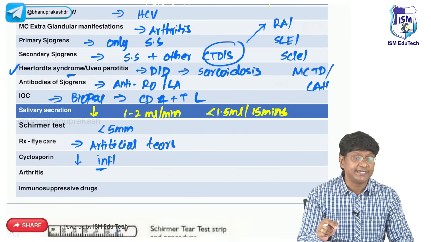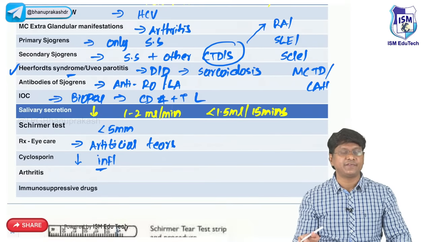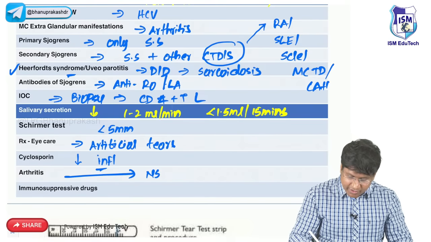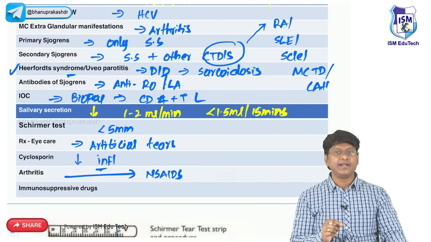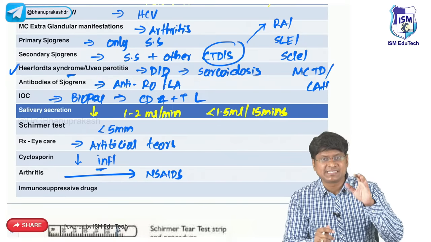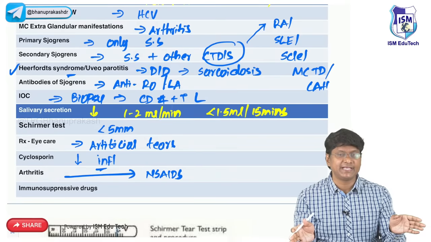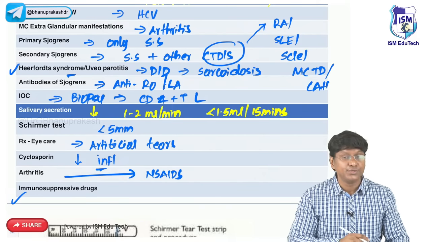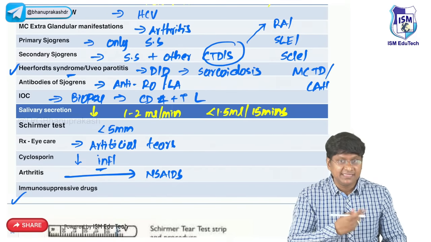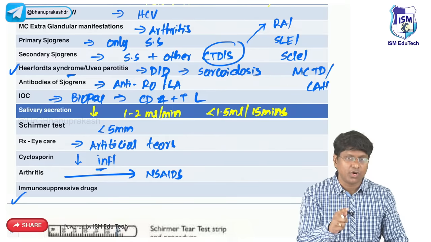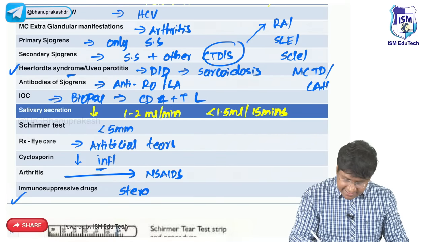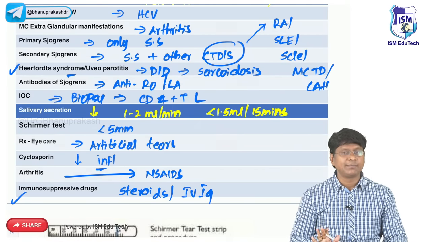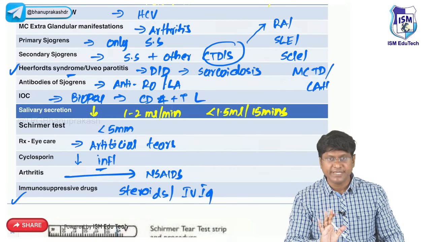Next, what did I tell you about these individuals? The most common extraglandular manifestation will be arthritis. So for arthritis, what we give is a non-steroidal anti-inflammatory drug, right? But for individuals with severe complications, like multiple extraglandular involvement, that is the point when you need to give immunosuppressive drugs. These include systemic corticosteroids, or sometimes even intravenous immunoglobulins are also given. So this is about Sjogren's syndrome in toto.